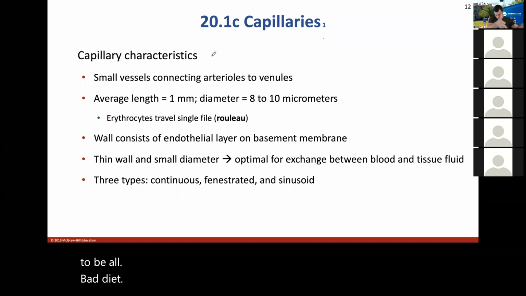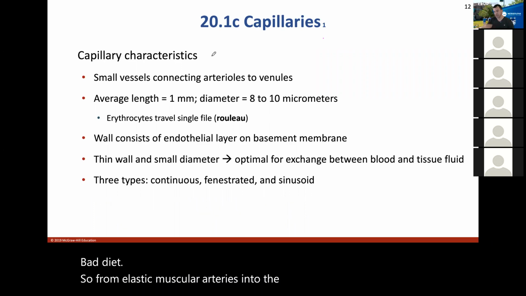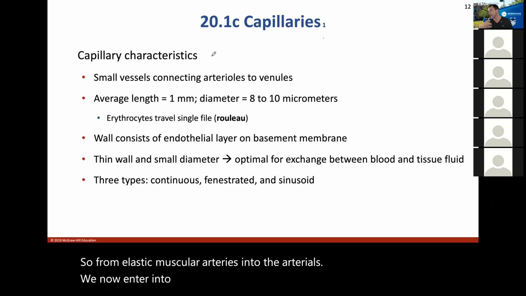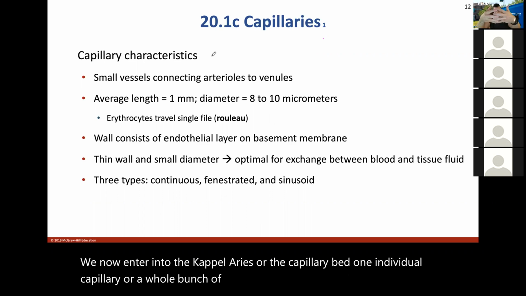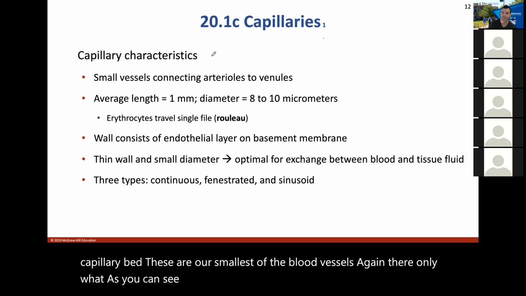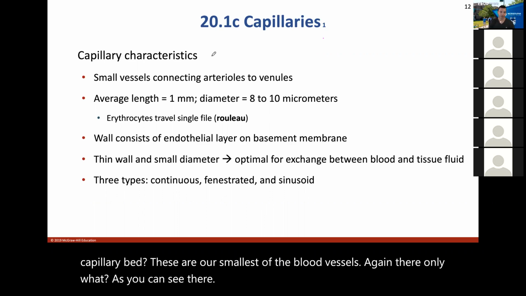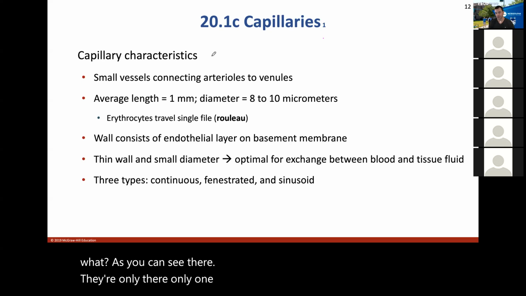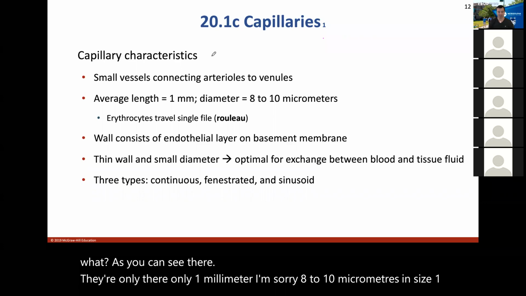So from elastic and muscular arteries into the arterioles, we now enter into the capillaries, or the capillary bed. One individual capillary, or a whole bunch of them congregated together. Capillary beds. These are our smallest of the blood vessels. They're only 8 to 10 micrometers in size, and 1 millimeter long. So these aren't really big at all.